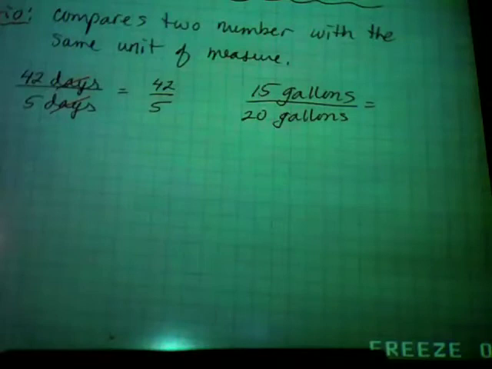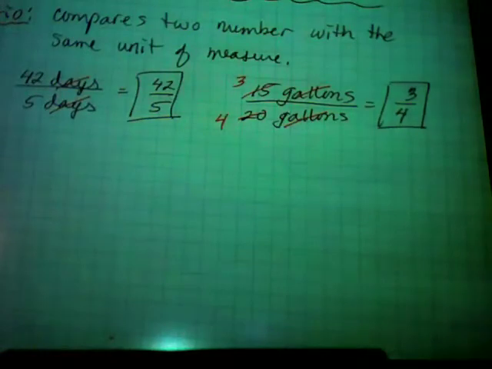When you reduce it, you reduce the units of measure, and reduce 15 over 20. Compare your answer to those around you. See what you got. What do we got? 3/4 is correct. So the gallons canceled, and then 5 went into both 15 and 20, 3 and 4 times respectively.